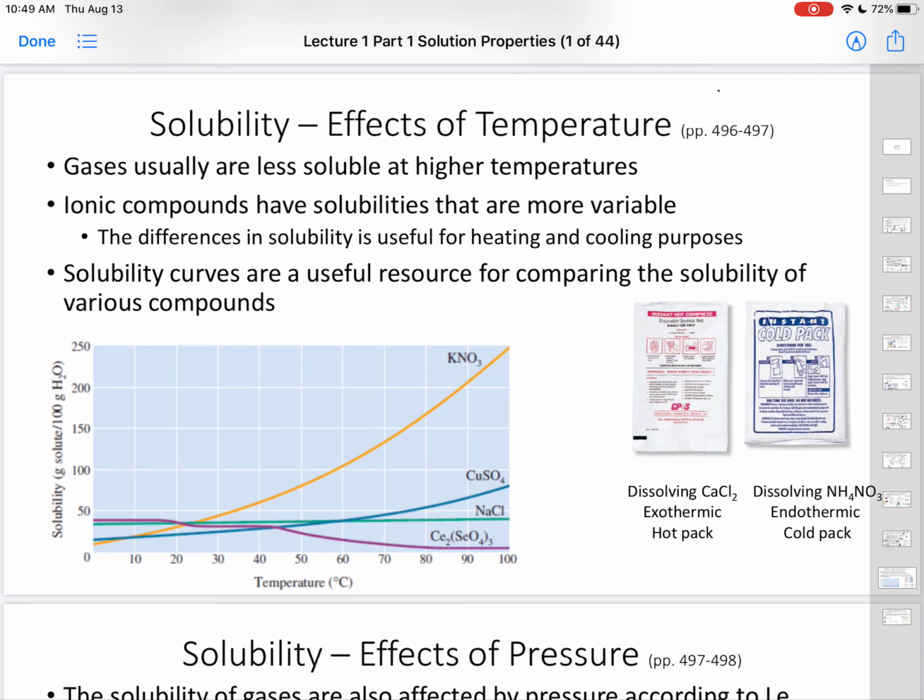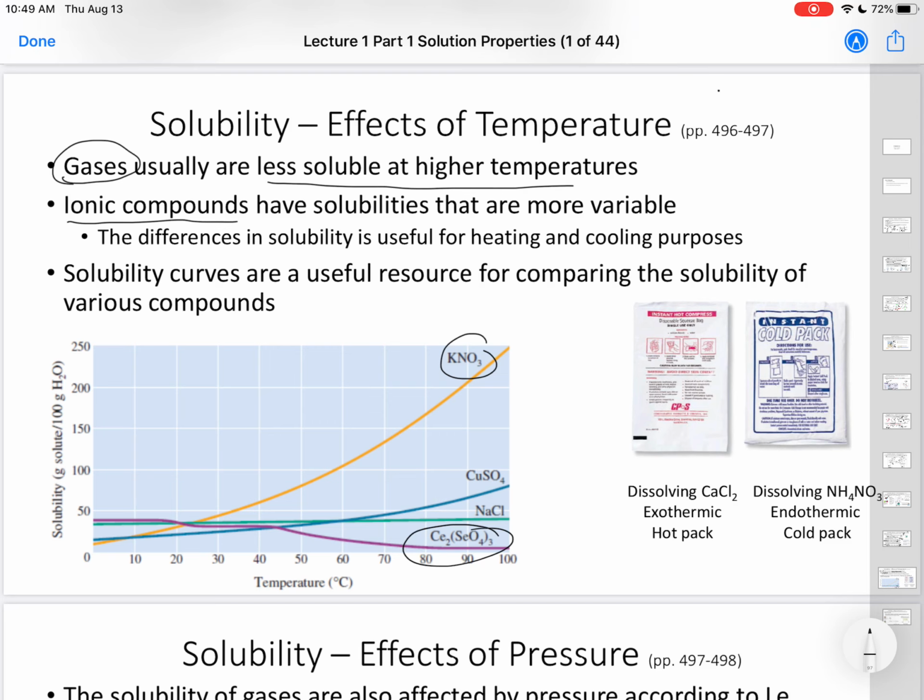Now, temperature often will affect solubility as well. Most salts, the higher the temperature, the more soluble it is. Gases are different. Gases are less soluble at higher temperatures, but with ionic compounds, usually, like potassium nitrate, as you increase the temperature, you increase the solubility. However, there are certain things like cerium selenate where an increase in temperature actually decreases solubility.